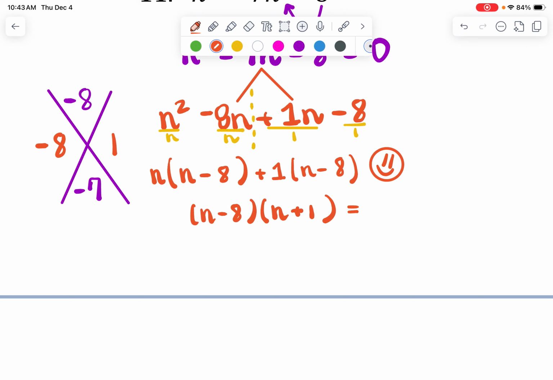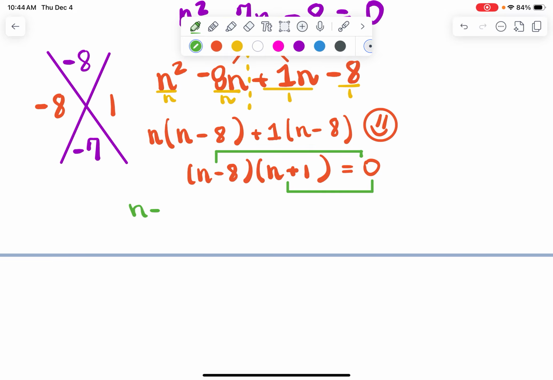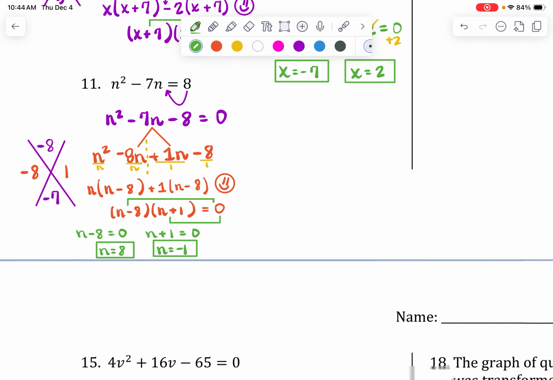Now those are our factors, but not our solutions, right? So next step, to finish this off, we need to take each factor and set it equal to 0. I'm just going to keep drawing those little tracks so I don't lose anybody. So we're going to get n minus 8 equals 0 and n plus 1 equals 0. So we're going to add the 8 to the other side, which gives us positive 8. And then we're going to subtract the 1, which gives us negative 1.